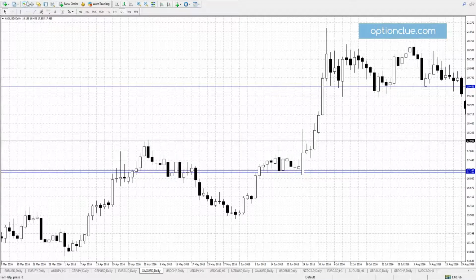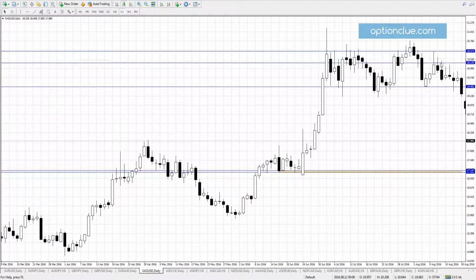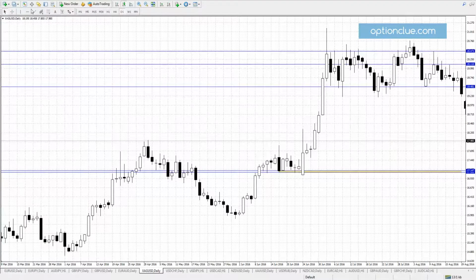The resistance level is close to the point of the breakout. Its upper border is 20.47. The lower border is 20.10. Stop loss is always placed above the upper border of the resistance level. Its size is about 120 points. Take profit is 220 points.